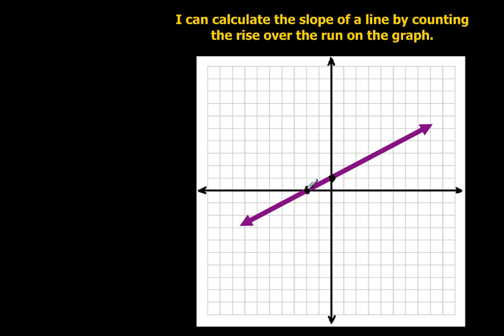And now I can talk about the rise, how far it goes up. And it looks like it goes up just 1. And the run, how far it goes over? 1, 2. So the rise is 1 and the run is 2. That would mean that our slope is 1 over 2. Pretty simple, Elijah?